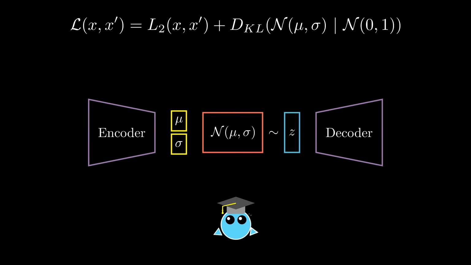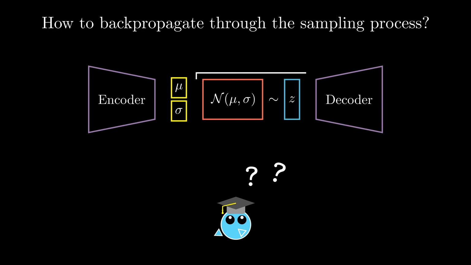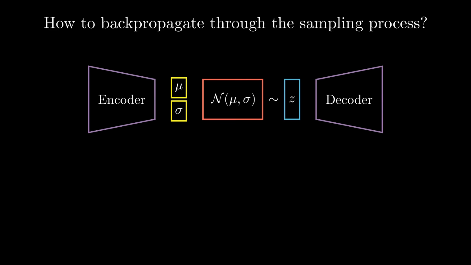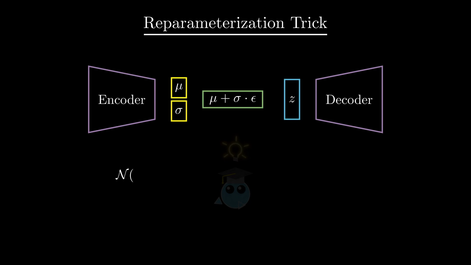But wait, can we really do that? How do we even backpropagate through the sampling operation here? Well, the thing is, we can't. This is where the reparameterization trick comes in. Instead of sampling directly from the Gaussian distribution, we introduce a random variable, often called epsilon, to handle the randomness outside of the network. This trick is actually pretty simple, but very powerful.